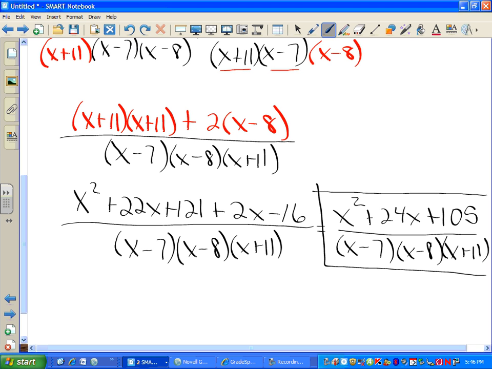Now, I guess we need to double check. We probably ought to, at this point, double check. Does anything multiply to be 105 that adds to be 24? Okay, 20 times, well, you know what? Even if it does, it's not going to cancel with anything below. One thing you have to double check on is that if the numerator would factor, and when it factored, if it would cancel with something below, you have to make sure you get that done.